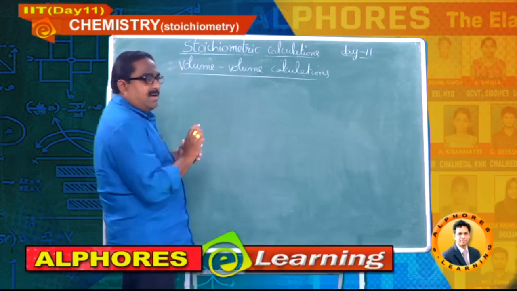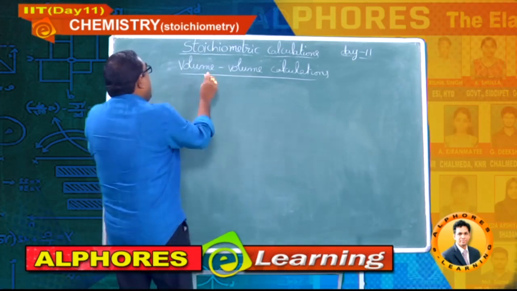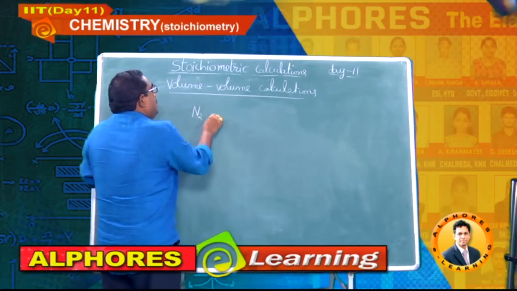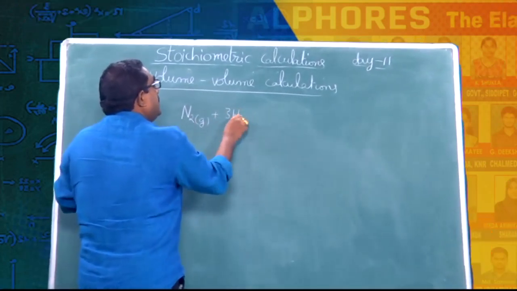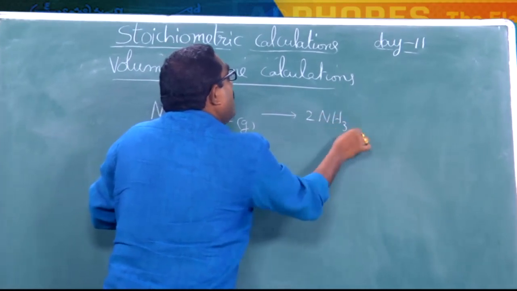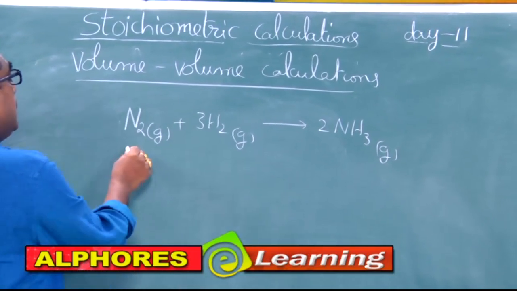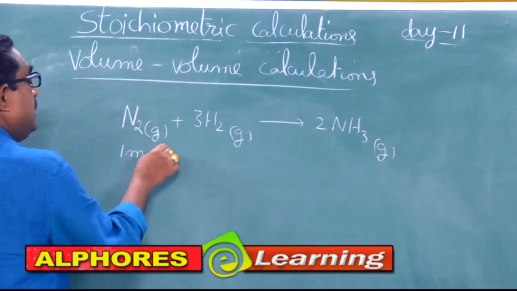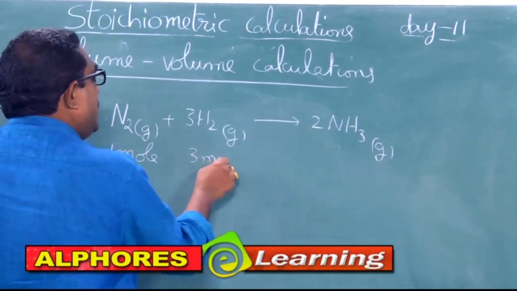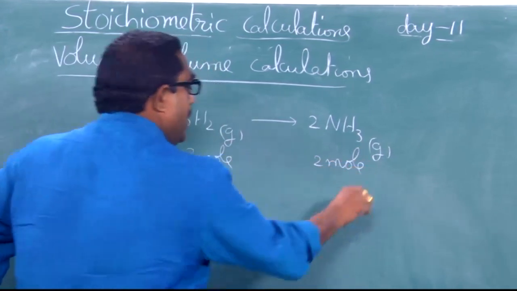Now I am introducing how the calculations are. Right. Let me explain with one simple example. Nitrogen and hydrogen react with each other to form ammonia. All the three are gases. Now I can simply write 1 mole nitrogen, 3 moles hydrogen going to form 2 moles of ammonia.